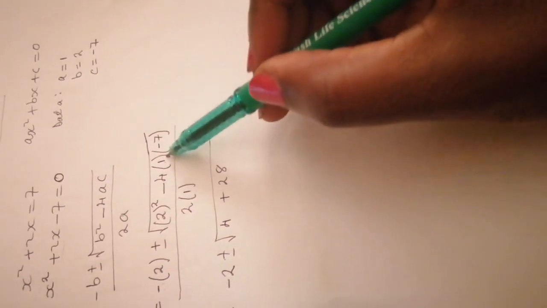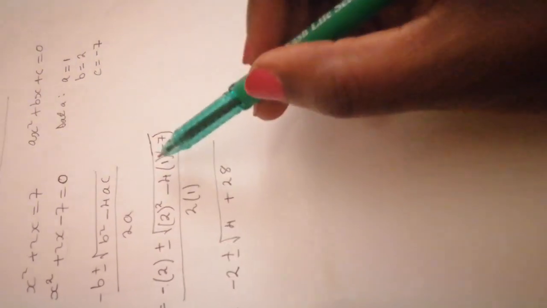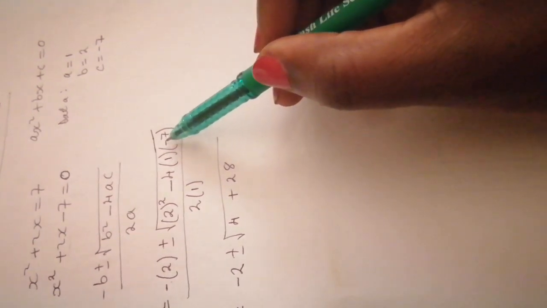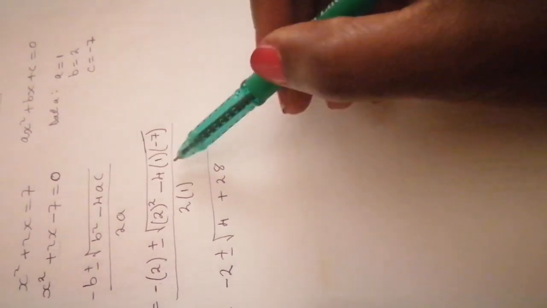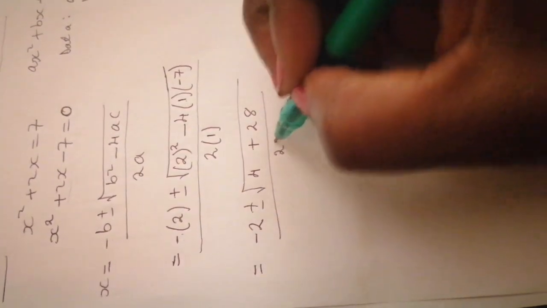If 1 and 7 were positive, then we're going to have a minus here. But since we have a minus here, we have a minus there, and a positive, we'll end up with a positive. So because negative times negative is positive, then everything divided by 2 times 1, which is 2.